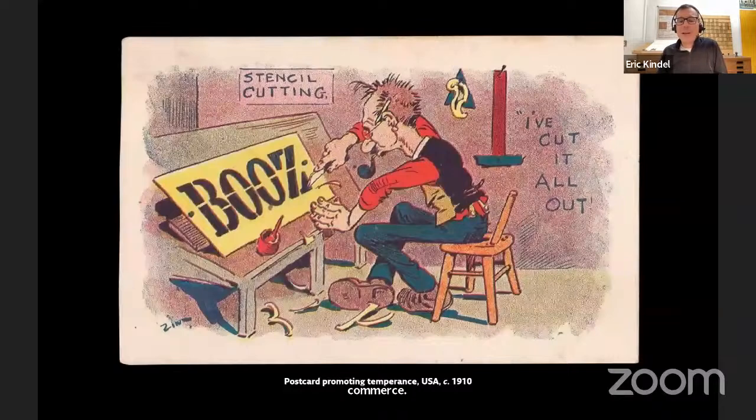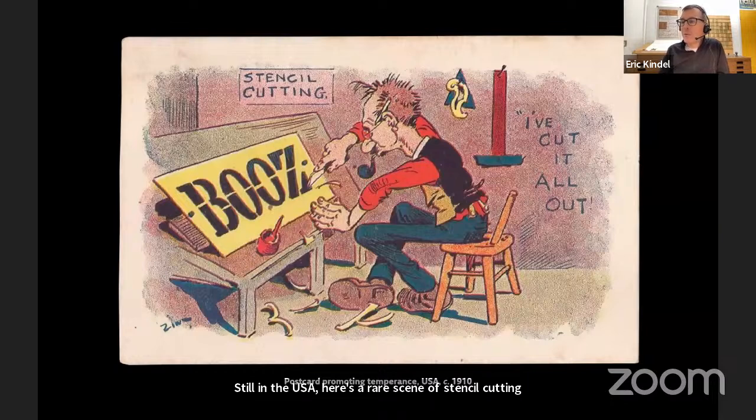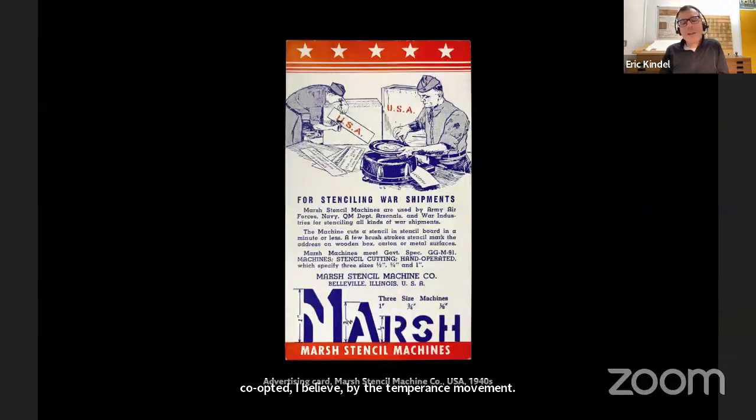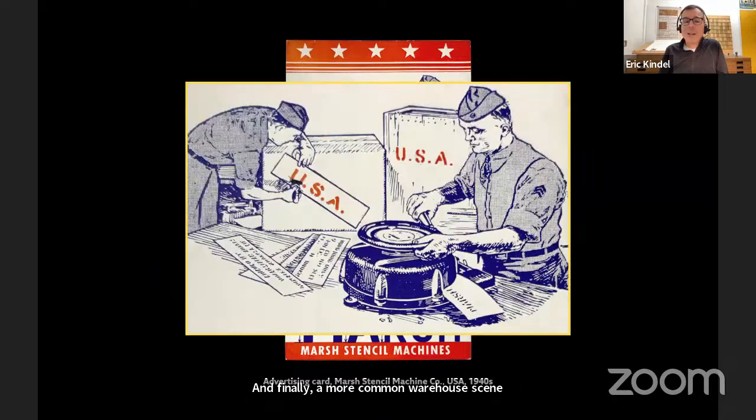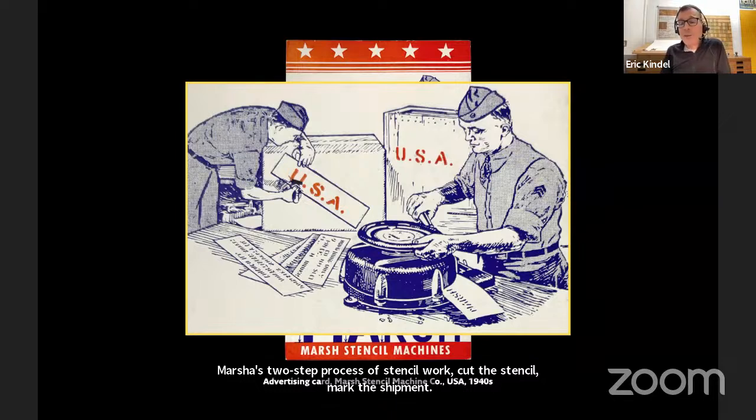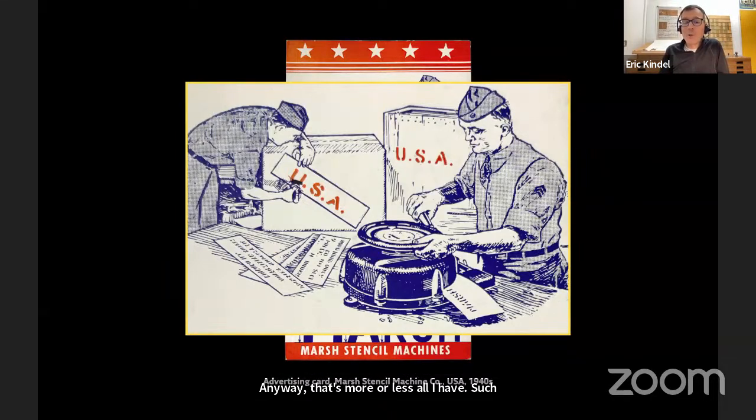Still in the USA, here's a rare scene of stencil cutting, co-opted, I believe, by the temperance movement. And finally, a more common warehouse scene showing workers following Marsh's two-step process of stencil work: cut the stencil, mark the shipment. Anyway, that's more or less all I have. Such scenes have been pretty hard to come by, so if anyone discovers any others, I'd be glad to know of them.